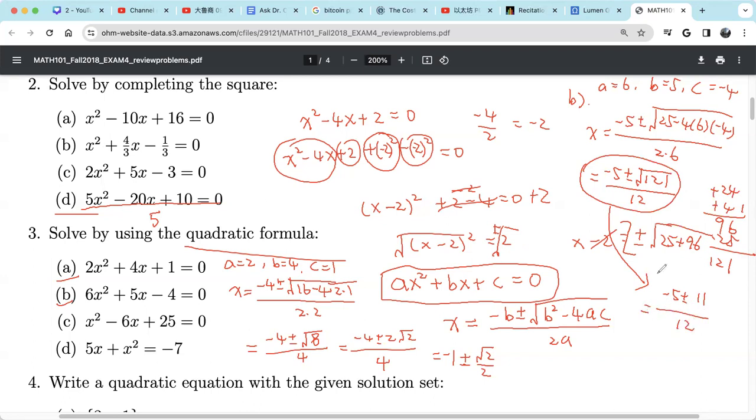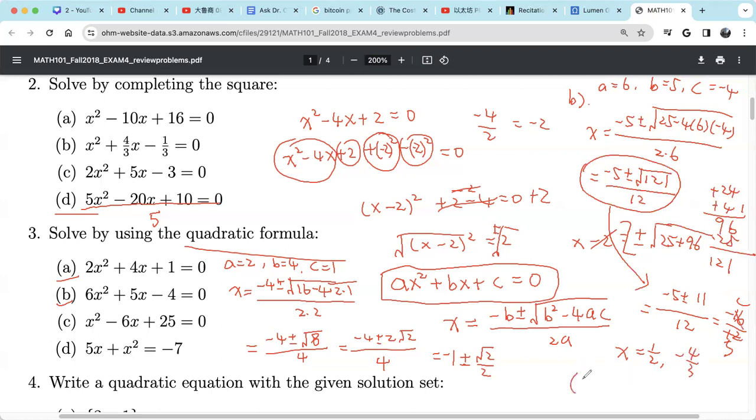Again, we get two rational solutions. That tells us the original equation can be factored. So -5 plus 11, that's 6, positive 6. 6 divided by 12 is a half. So we get a half as a solution. -5 minus 11 is -16. -16 divided by 12, divided by 4, we get 3 and 4. So -4/3.